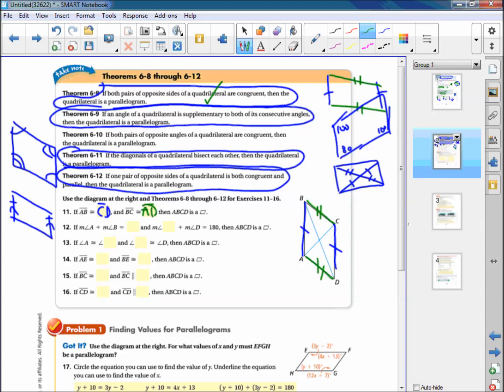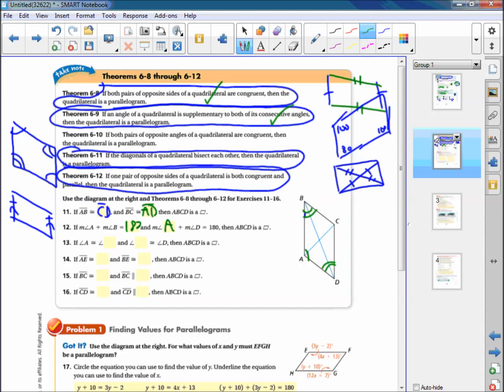So if the measure of angle A plus the measure of angle B equals, let's see, so this is this one. We got something about supplementary in here. So if consecutive angles are supplementary, A is going to be consecutive with B and with D. So this is saying if A and B make 180, and A and D make 180, then we have a parallelogram again. And that's because both pairs of consecutive angles have to be supplementary. So A has to be supplementary with B, and it has to be supplementary with D to make the parallelogram.